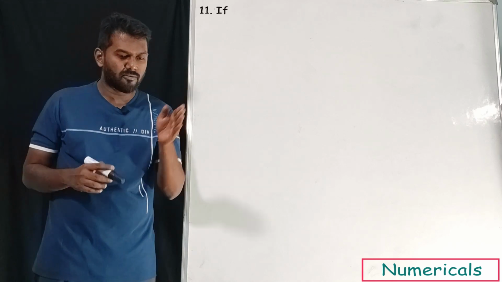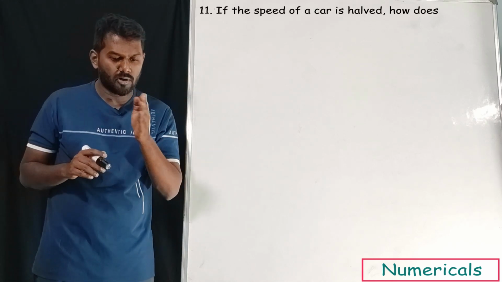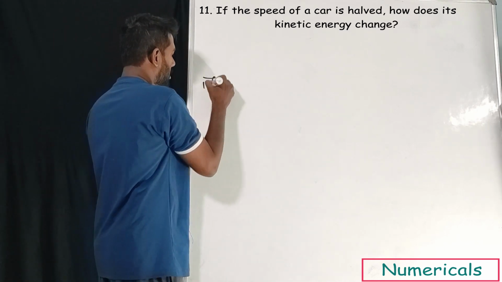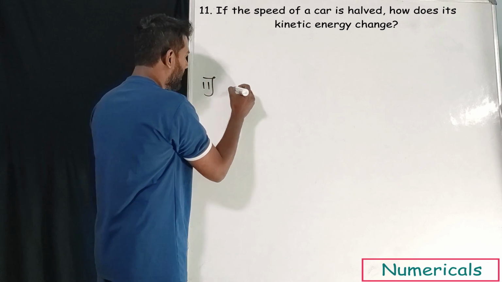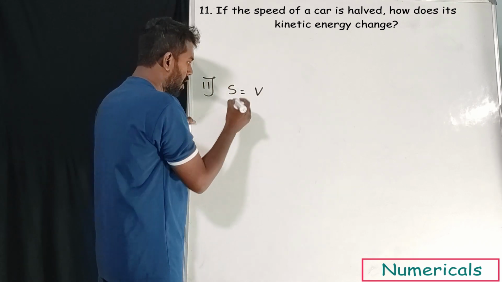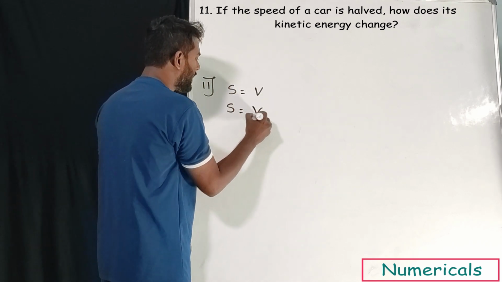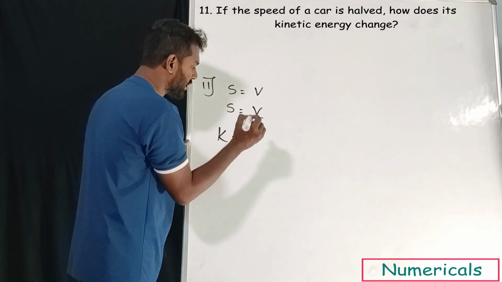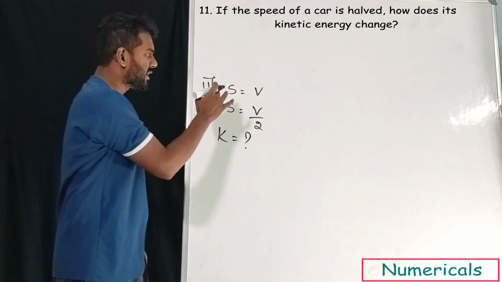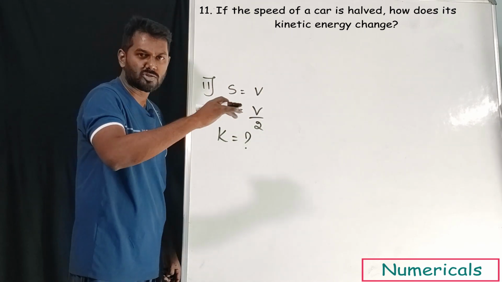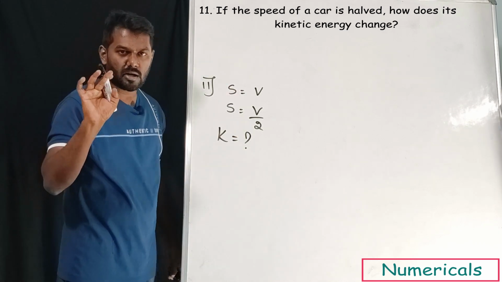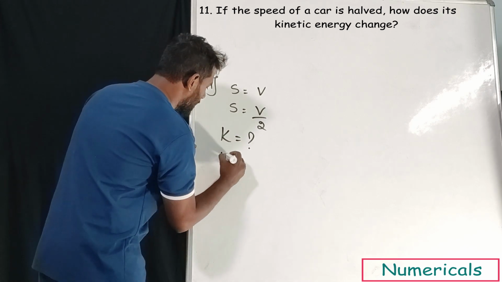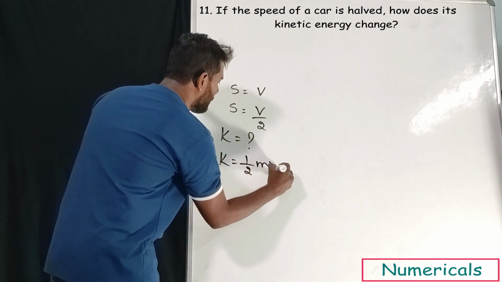Question number 11. If the speed of a car is halved, how does the kinetic energy change? Very simple question. Listen. So now assume the speed is equal to v. Once the speed is reduced to its half, what is the change in kinetic energy? In both the cases, with a normal speed and the speed which is reduced to half, the mass of the car remains same, so mass is not going to affect kinetic energy. What is the kinetic energy formula? K is equal to half mv square.